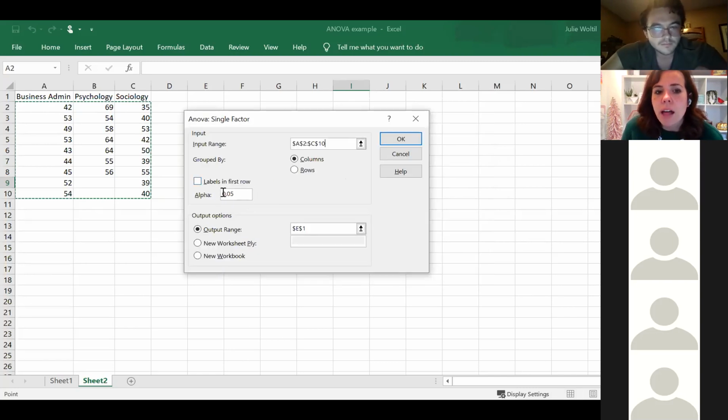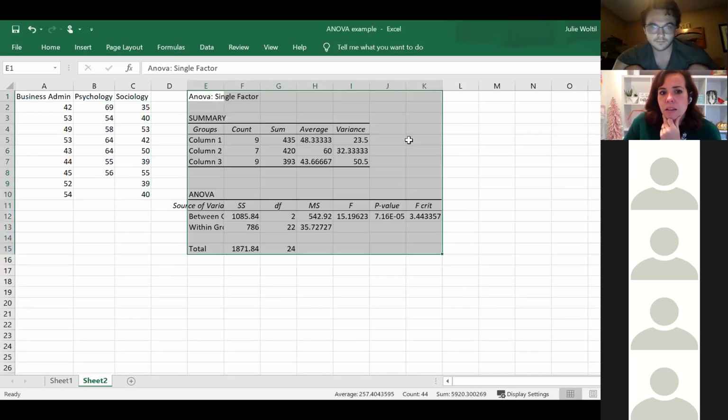Next, you'll want to make sure that your alpha level is set to 0.05. That's the default, so that's what it should be. And then select your output range. Now, I like it when it's on the same sheet. If you prefer a new worksheet, you could do that too. I just selected E1 right here so that it would pop right there. Okay. Now, if I click OK, I get this table.